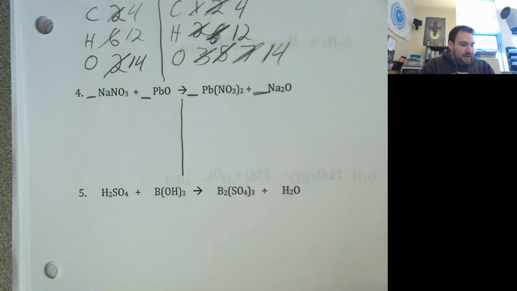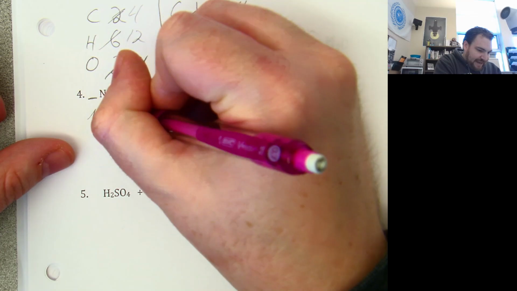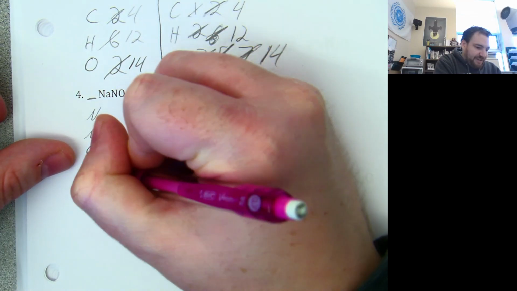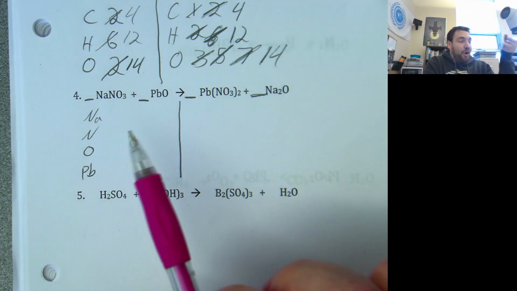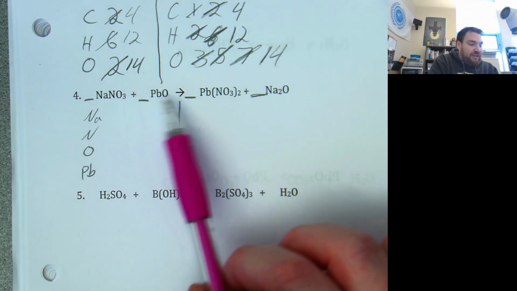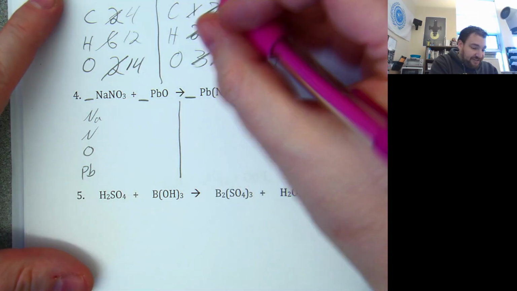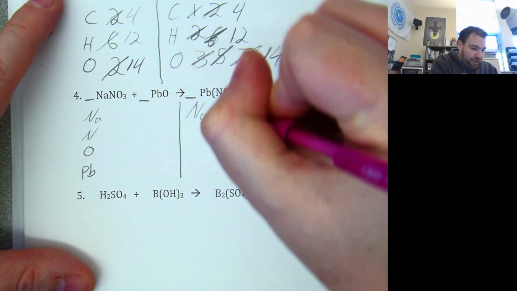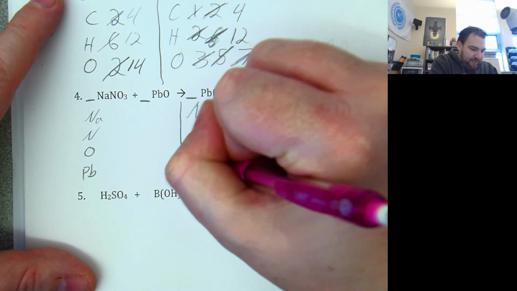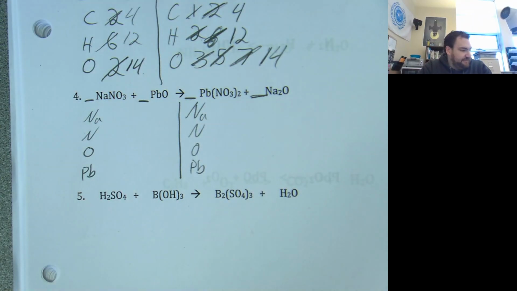Okay, here we go. Let's list everything we've got. I've got some Na's, I've got some N's, I've got some O's, and I've got some Pb's. Remember, O shows up in 2 spots. Do not list it twice. Now on the right-hand side, I've got the same list. I'm going to write it in the same order, Na, N, O, and Pb. And when you're ready, start counting.